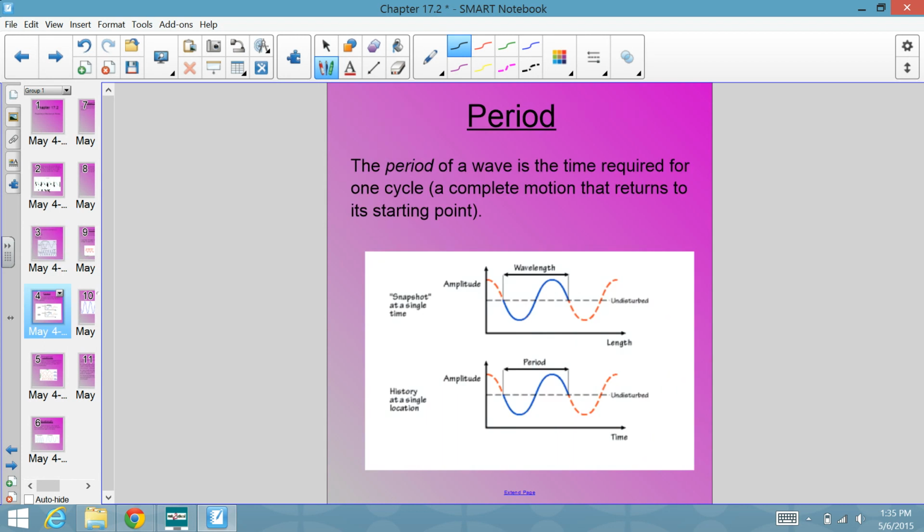Now, the period of a wave is the time required for one cycle. That is, a complete motion that returns to its starting point. So, if you take a look at this picture right here, this is showing us a picture of a wave. And the amount of time it would take for the wave to go from this point to this point, meaning for it to go down and up and then back to the 0 point again, that is the period. The period's the amount of time it takes to complete one there and back. So that it was stretched out and then let go.